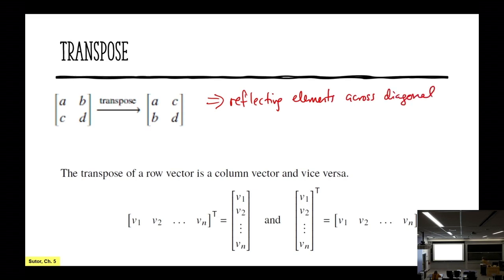So the transpose of the matrix on the left, A, B, C, D, is equal to A, C, B, D. So I've just reflected across the diagonal. Taking the transpose doesn't change any of the diagonal entries. Taking the transpose of a square diagonal matrix doesn't change the matrix at all. And the transpose of a row vector is a column vector and vice versa. So if I have a row vector and I want to take the transpose, I get a column vector. If I take a column vector and I want to take the transpose, I get a row vector.